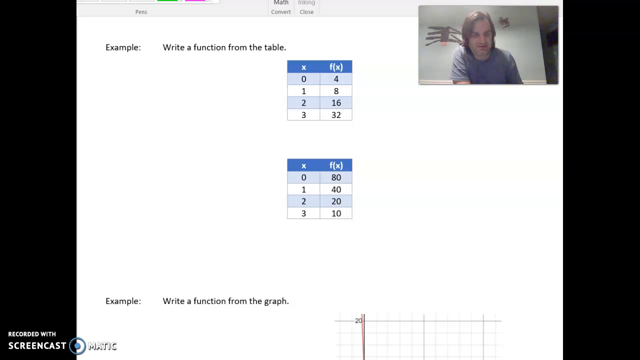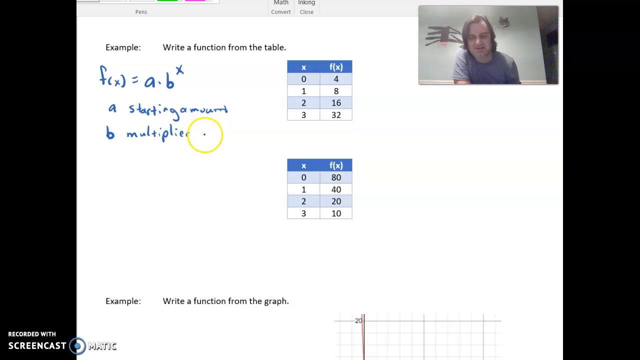Hey, it's Mr. Allred, and we've been doing some exponential functions, and I'll remind you that those look like f of x equals a times b to the x, where a is the starting amount, and b is the multiplier, which is similar to a rate, but it's more like a ratio in this case.